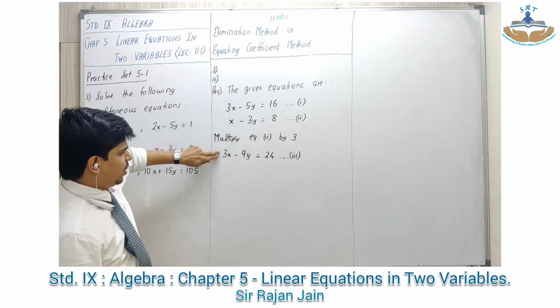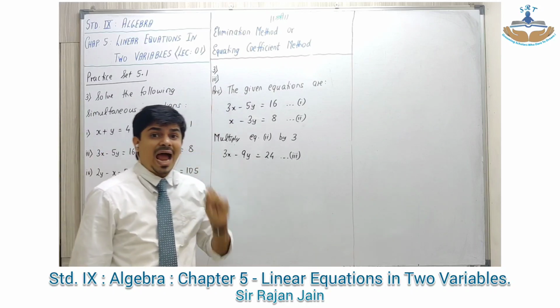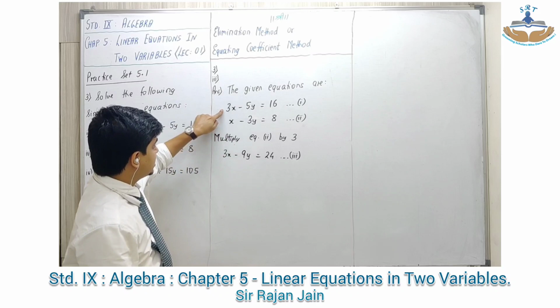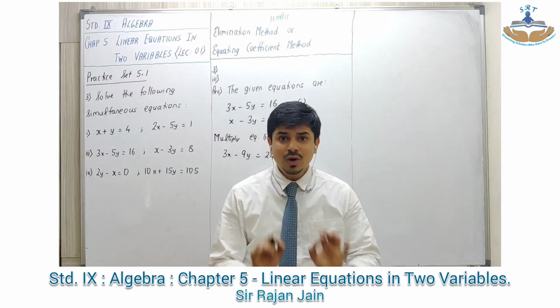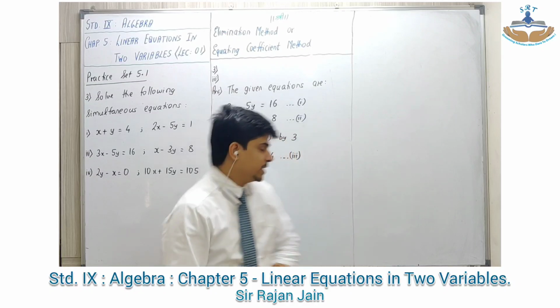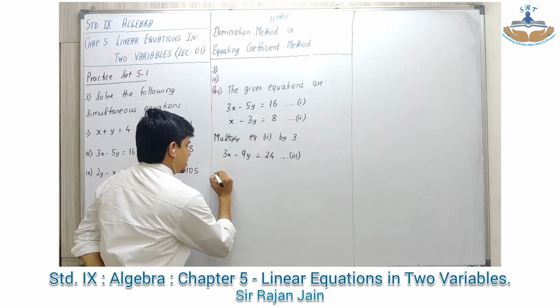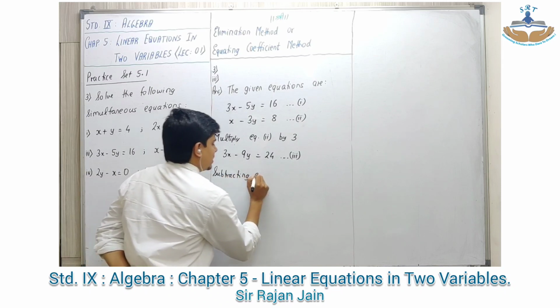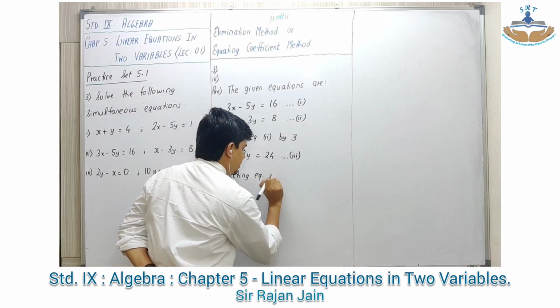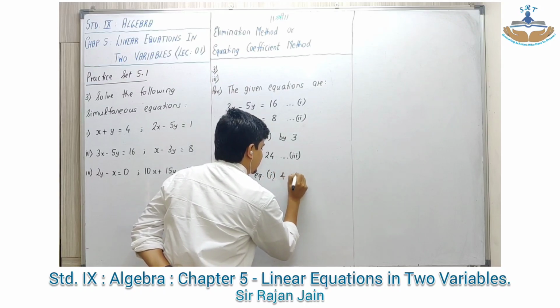Now I need to eliminate it. Here, if they were of the opposite side, I would have added the equation. But in this case, they are of the same sign. Same sign को eliminate करने के लिए, you have to subtract the equation. Okay? So I'll say subtracting equation 1 and 3.